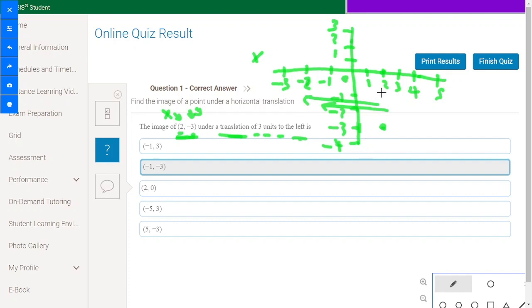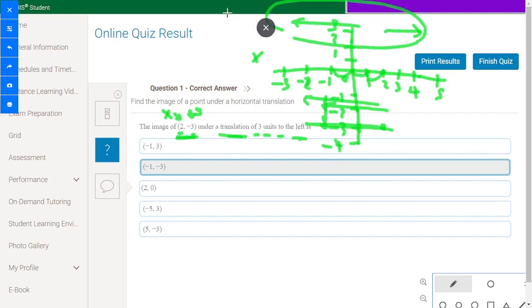Okay, that means I will move 3 units to the left. So I will move 1, 2, 3. So the image of this point is here at minus 1, and it will be the same, minus 3. So if I'm moving to the left or the right, this is right and this is left, I mean that I move the point through x, horizontal, the x-axis. If I'm saying upwards or downwards, that means I'm changing the y of the point.